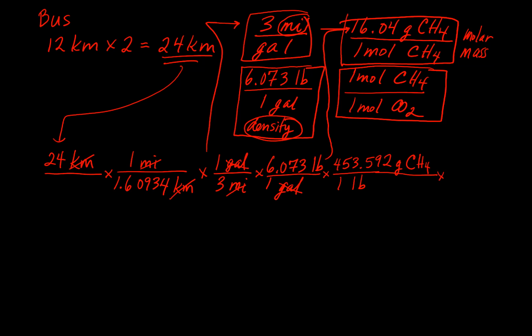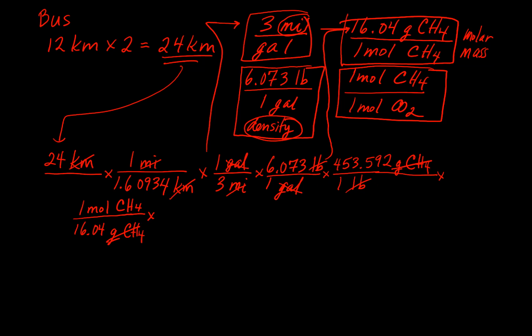And next, you can now use your molar mass. So pounds cancel, you now have grams. I'm going to continue on the next line here because I'm running out of space. You can use the molar mass and say 16.04 grams of methane gives you 1 mole of methane. So now grams of methane are canceling out.